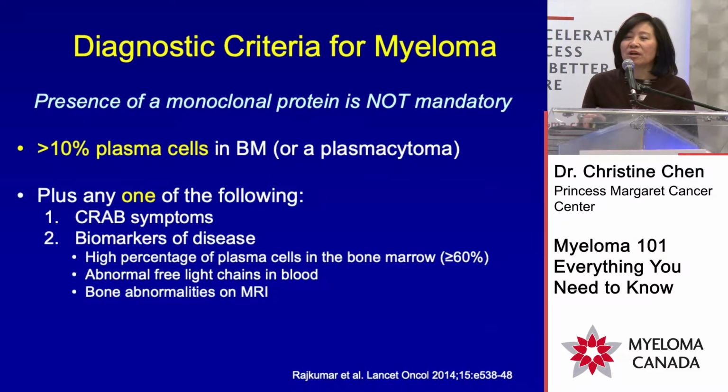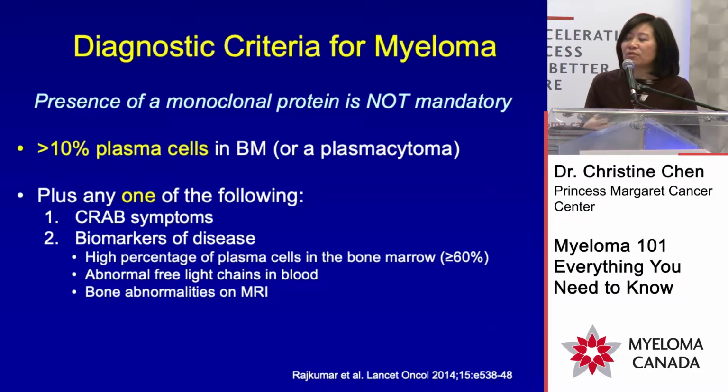As I mentioned, because not everyone makes a protein, to make the diagnosis of myeloma, you do not need to have a monoclonal protein. It makes it easy for us, but you don't have to have it. What you do need are the criteria below. You need to have at least 10% plasma cells or myeloma cells in your bone marrow. People who don't have myeloma typically have about 1% plasma cells. Remember, plasma cells are normal immune cells in your bone marrow, so we have some, but no more than 1%.